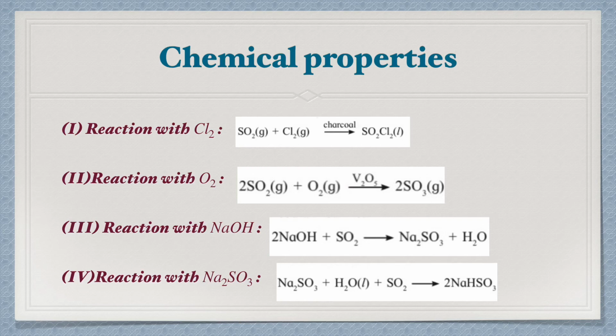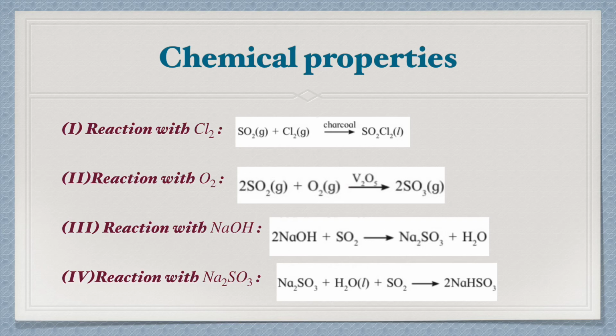Okay. Next one, reaction with NaOH. Sodium hydroxide reacts with sulfur dioxide to give sodium sulfite plus water. So the reaction is NaOH plus SO2 gives Na2SO3 plus H2O. You just have to balance the reaction.